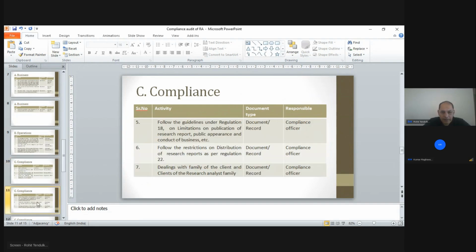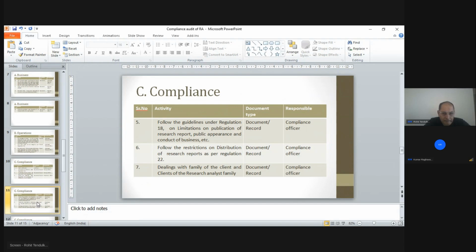Point number 5. Follow the guidelines under Regulation 18 on limitations on publication of research report, public appearances, and conduct of business, etc. Guidelines must be prepared, documents must be prepared, and each individual or employee in the organization who is working as a team must follow the guidelines. The responsibility for reporting this is cast on the compliance officer.